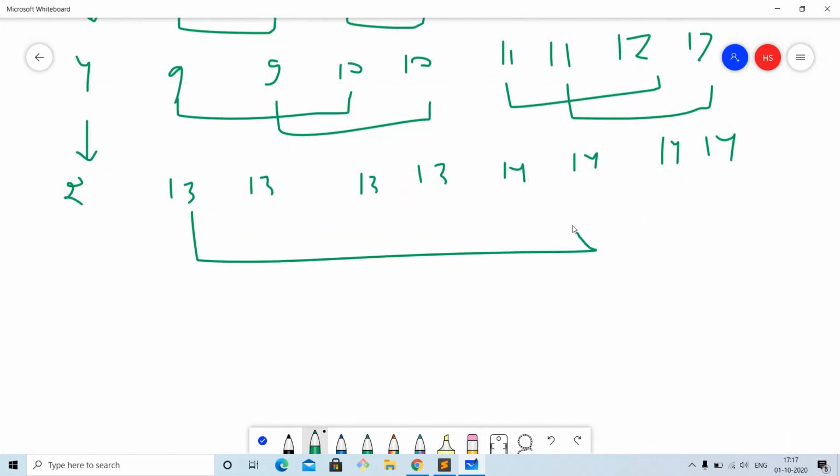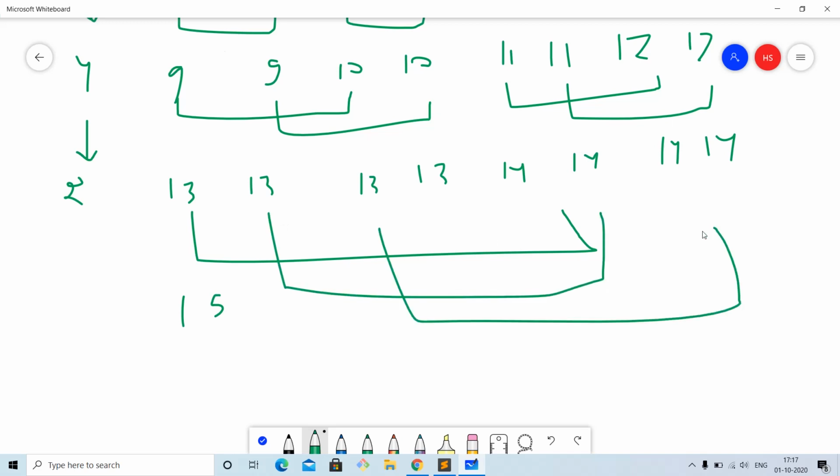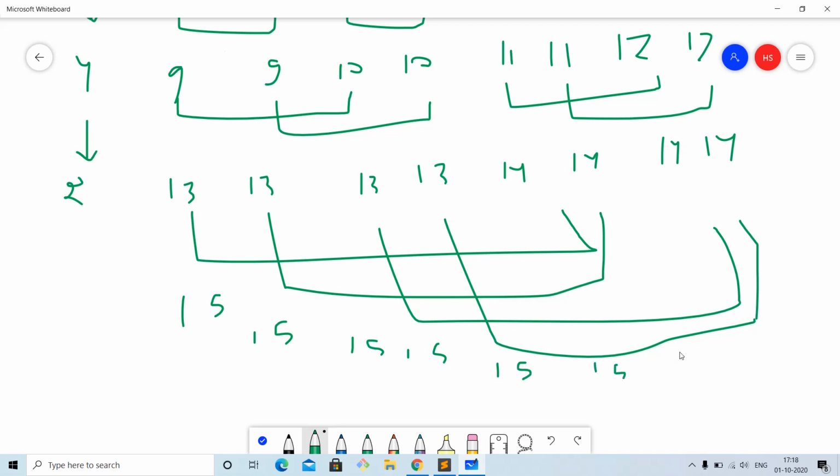We can set 13 and 14 to, let us say, 15, and all the numbers similarly, this and this, then this and this, and then this and this, right? We can set all the numbers to 15, and from two different numbers we achieve one different number by doing the same operation. How many times have we done this operation?